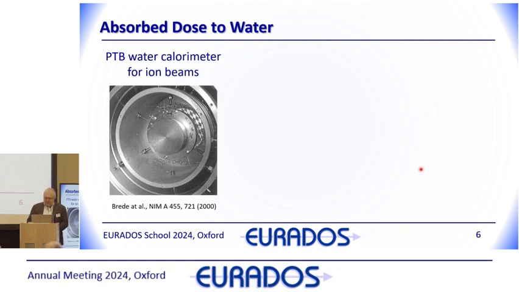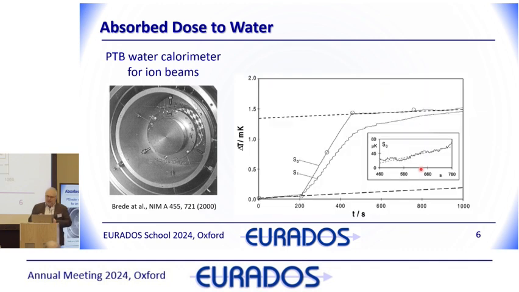I'm not going into the details too much, but essentially what you have there is an absorber, a volume of water, and some thermistors to measure the temperature. And then you measure the temperature as a function of time. So here's time, here's the temperature change.